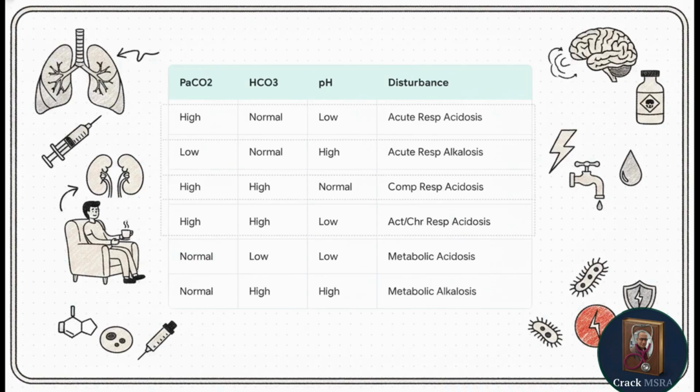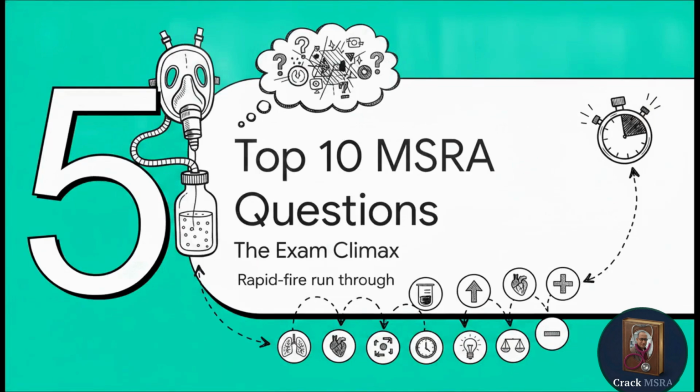Conversely, if your main problem is a normal CO2 but a low bicarb and low pH, you're looking straight at metabolic acidosis, classic for DKA or sepsis. Once you understand these core relationships, you're going to instantly spot the underlying clinical cause every single time. And finally, Section 5, the exam climax. Let's run through the top 10 MSRA questions.